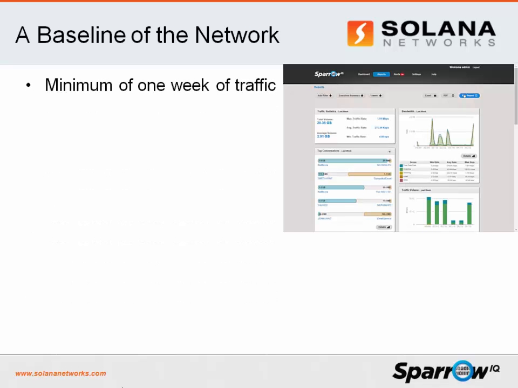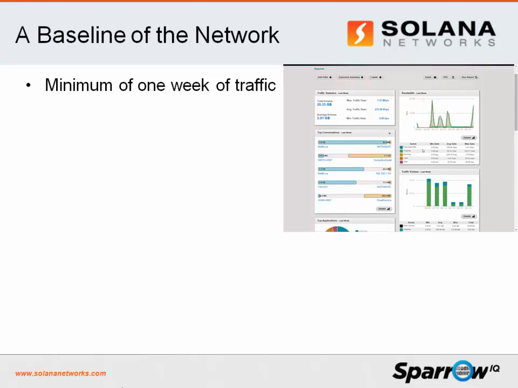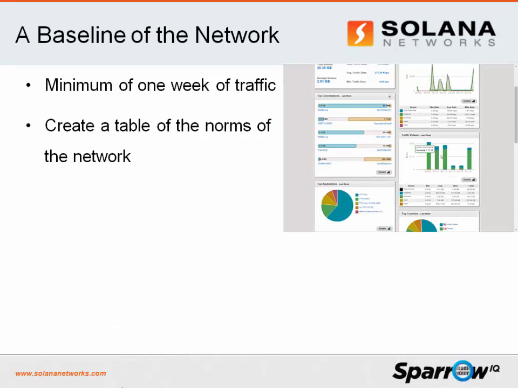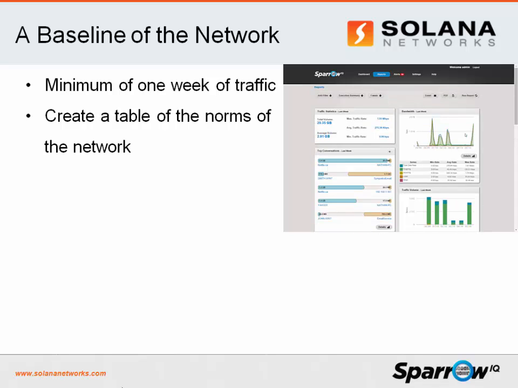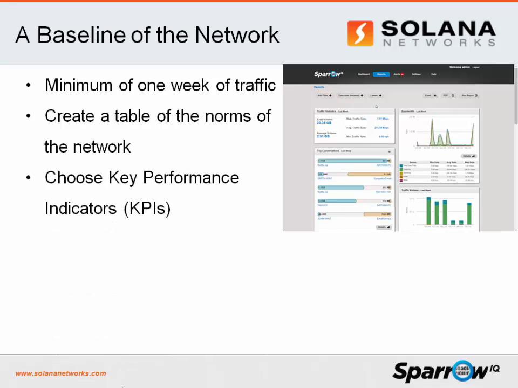A baseline of the network is created by collecting data over a period of time. We recommend collecting data over a week or 2, and then creating a table of what the norms of the network should be. For example, bandwidth, traffic volume, etc. Through setting KPIs, key performance indicators, and collecting data for these, you will be able to complete a table of the expected data for that period of time.